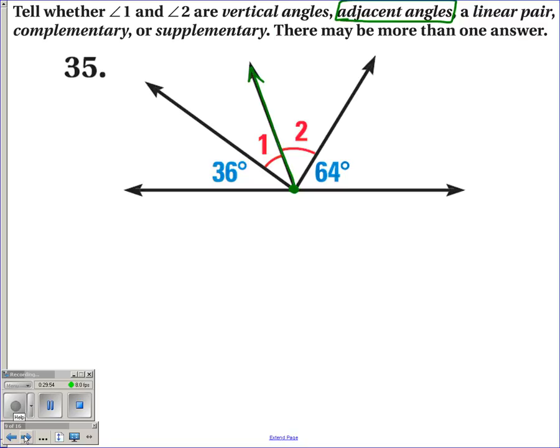Well, notice we do have this 64 over here and the 36 over here on the left. The sum of these two angles, 36 and 64 is 100.